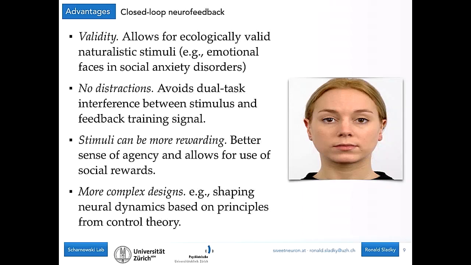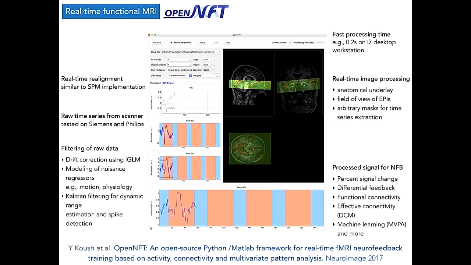Additionally, it would allow for more complex designs, taking ideas from control theory and inspiring our simulation models based on that. The software we're using for real-time neurofeedback is OpenNFT. I very much encourage you to use the software. It's open source and MATLAB based, so there's SPM running in the background. Essentially all you know from offline analysis is also happening there in real time, at a processing time of 0.4 seconds on an average, quite good personal computer. You don't need any special equipment for it.